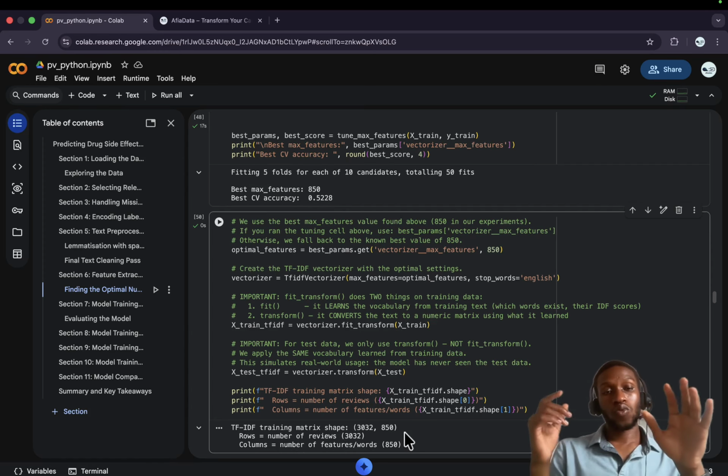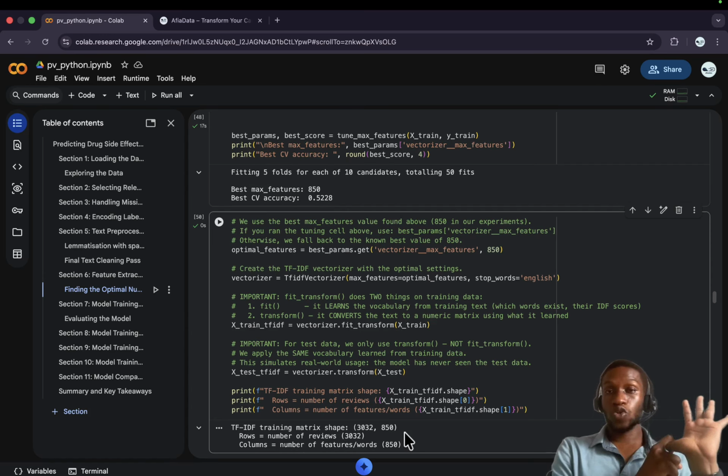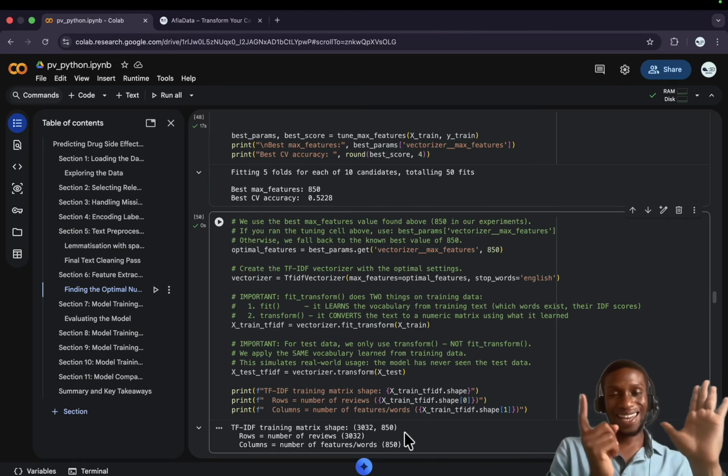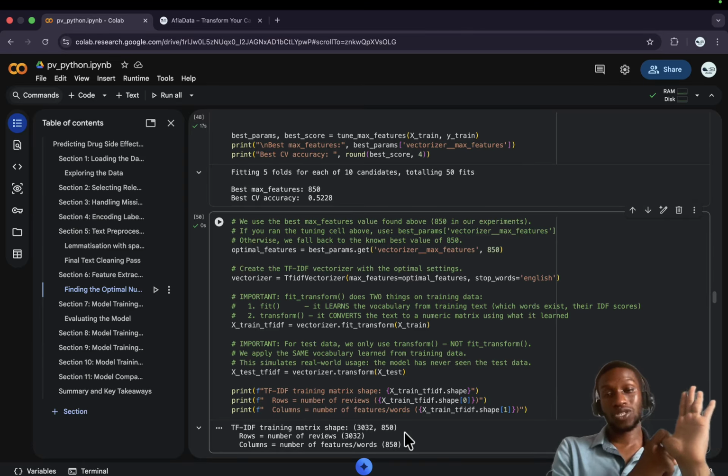After that, we did what we call encoding. We encode the labels. These side effects, we said they could be mild, moderate, or severe. We need to encode that outcome so that the machine can learn it, because it cannot learn text. So we encode it in a way that it can learn the numbers. In this case, we had 0, 1, and 2.